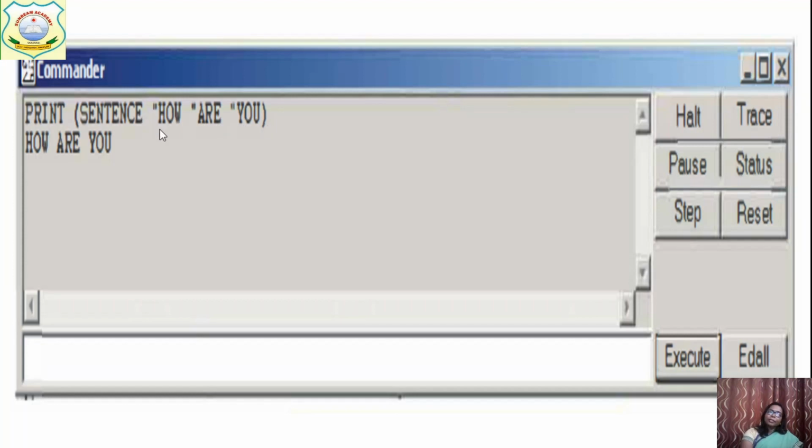What is our sentence? How are you? So what I have done: print, then bracket, sentence, and then how are you. Double quotes how, then space double quotes are, then space double quotes you. And the output should be: how are you. Okay, this is your output.